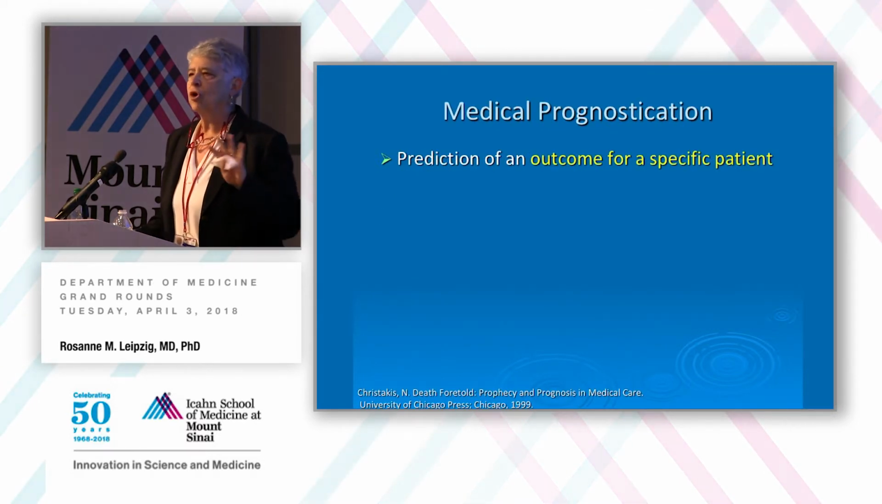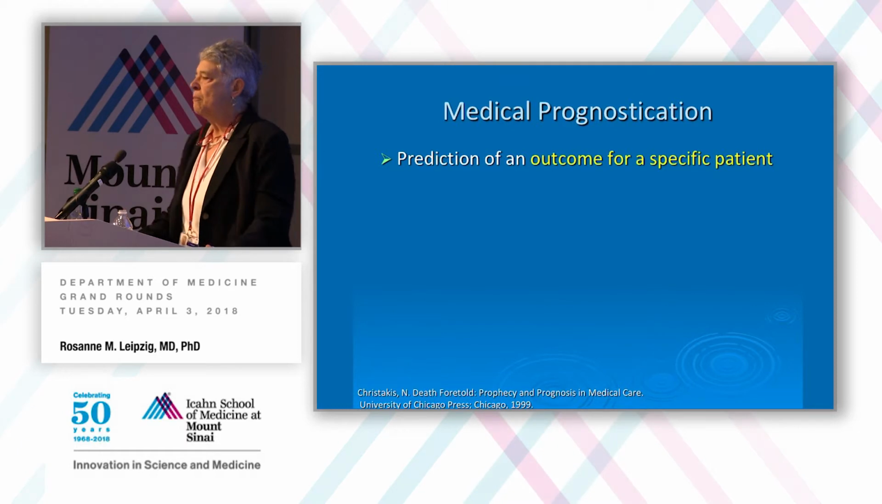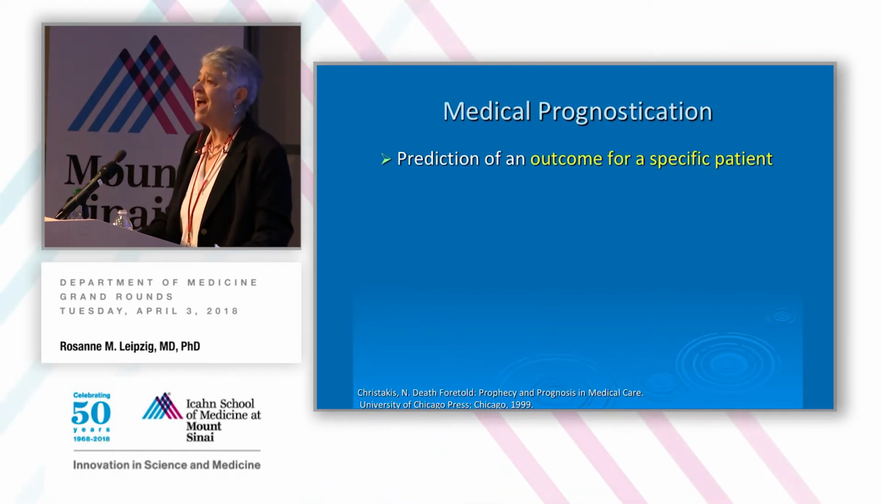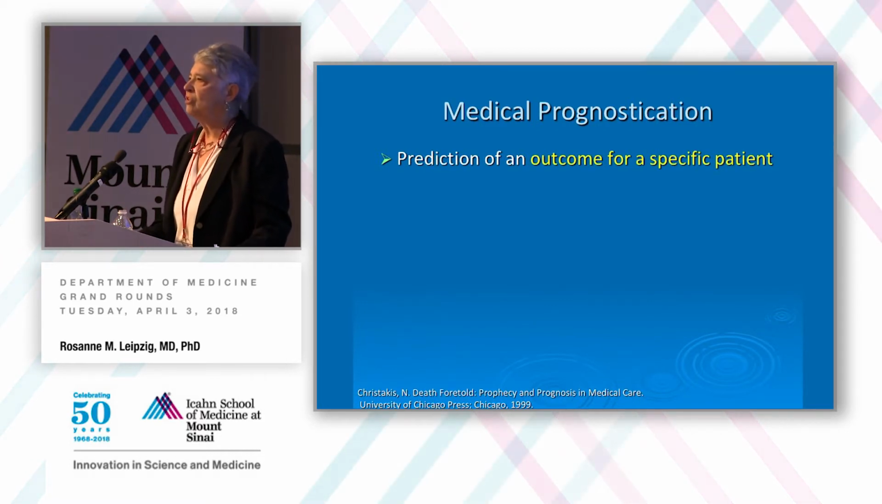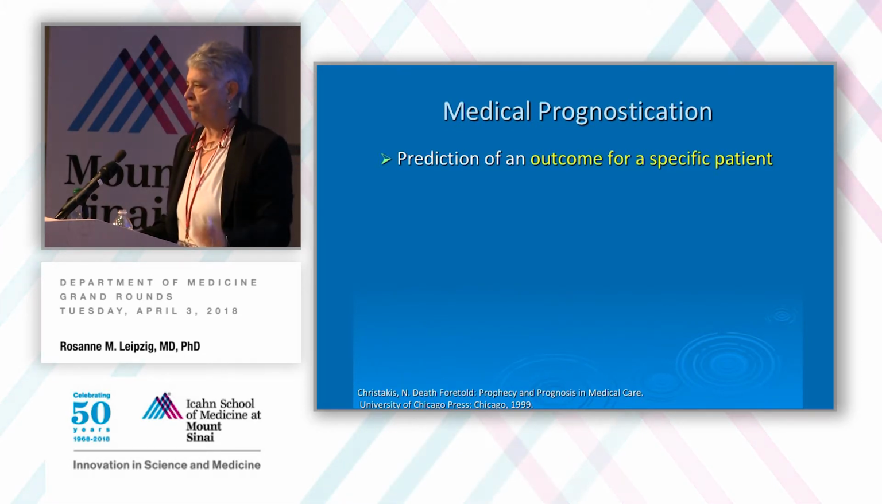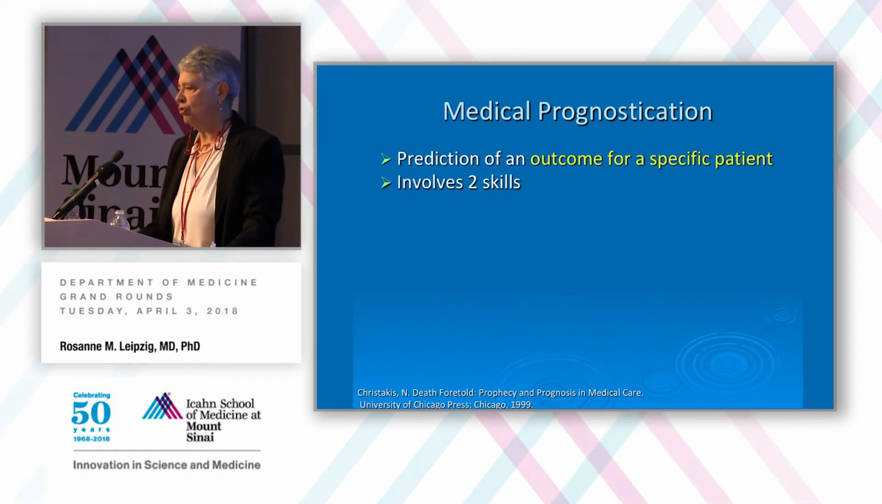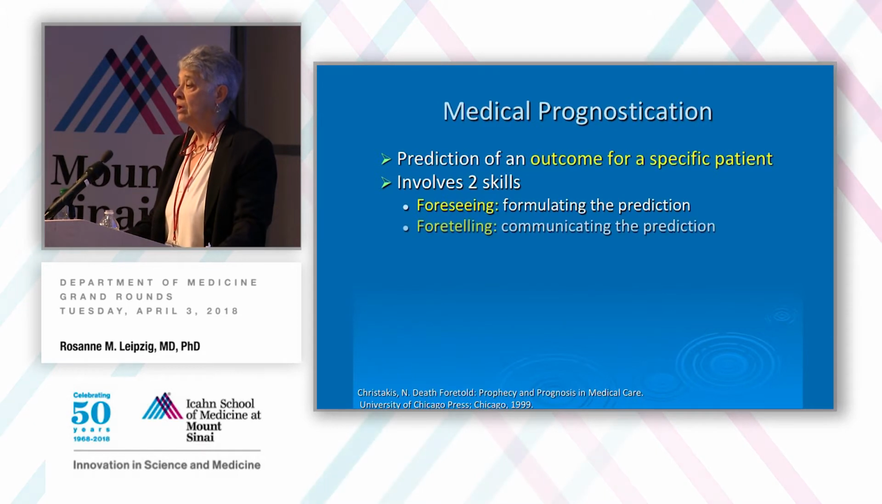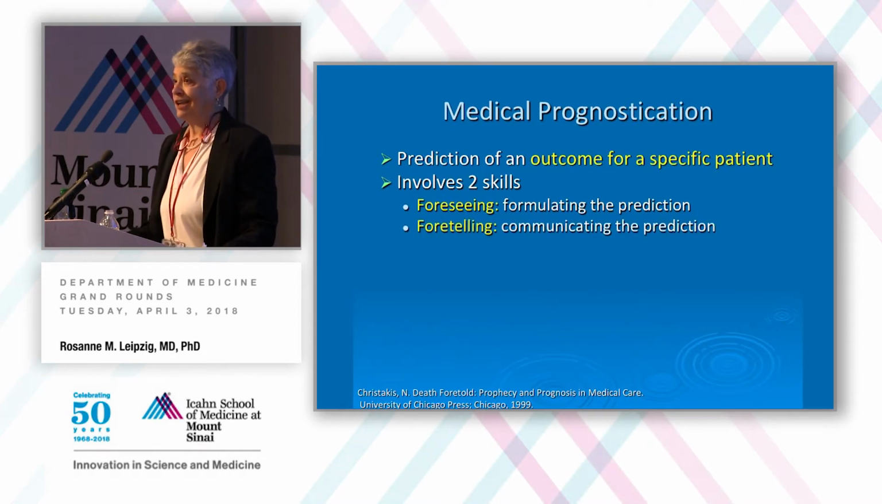So just so that we're all on the same page, medical prognostication, the definition that I'm using is the prediction of an outcome for a specific patient. So we have all of these data that refer to population health. I'm talking about the health of the person who's right in front of you. And it involves two different skills. The first is foreseeing, or formulating the prediction, and the second is foretelling, or communicating the prediction. And both are really important and difficult.